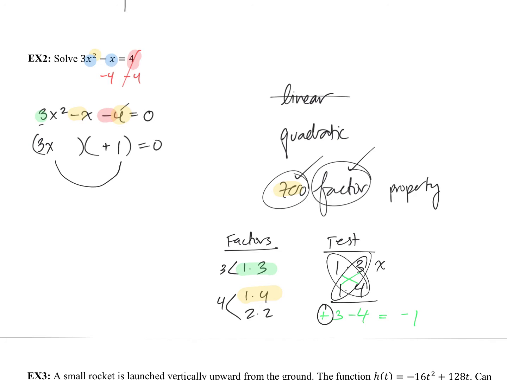Next, we had the 1 times the 4, and that will give me my inside value. So that'll be x times, and we knew that the 4 had to be negative 4. Okay, so we factored it.